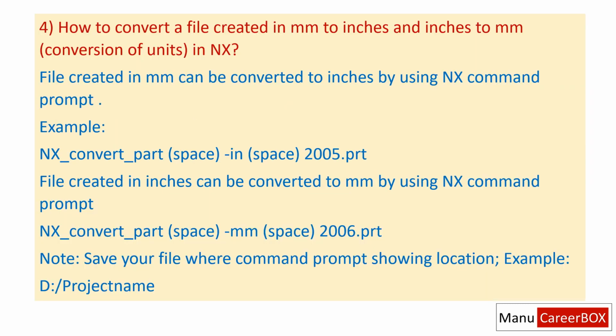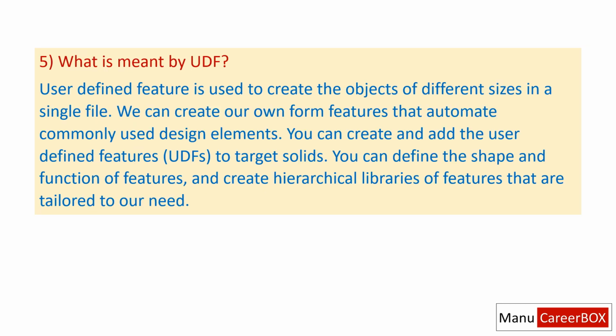4. How to convert a file created in millimeter to inches and inches to millimeter. Conversion of units in NX. A file created in millimeter can be converted to inches by using NX command prompt. Example: NX_convert_part space in space 2005.prt. A file created in inches can be converted to millimeter by using NX command prompt: NX_convert_part space millimeter space 2006.prt. Note: save your file where command prompt is showing location. Example, d:/project name.